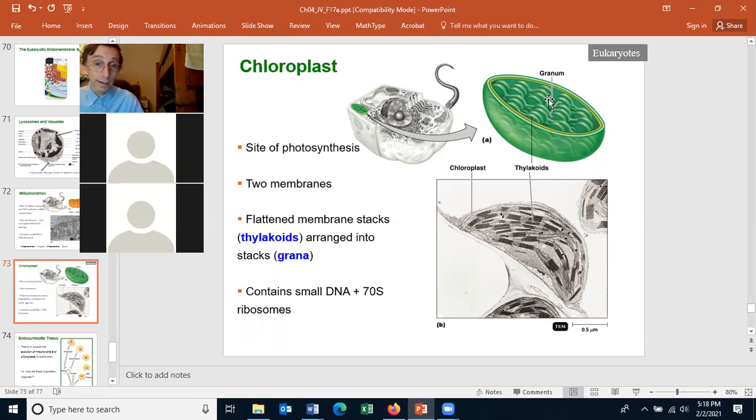And that's called the thylakoids. Inside the chloroplast, you can find a small DNA molecule and small ribosomes, also 70S in size, smaller than the eukaryotic ribosomes of 80S.